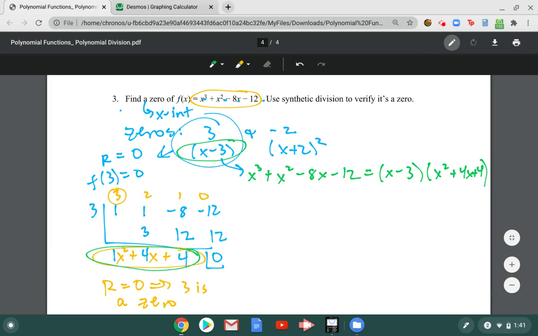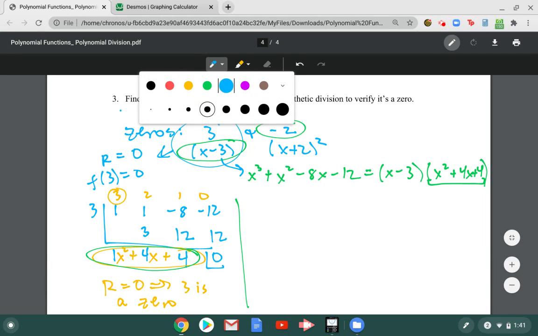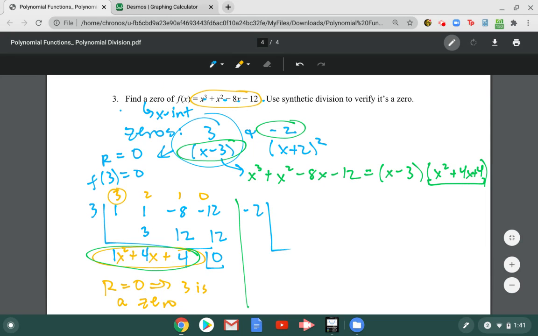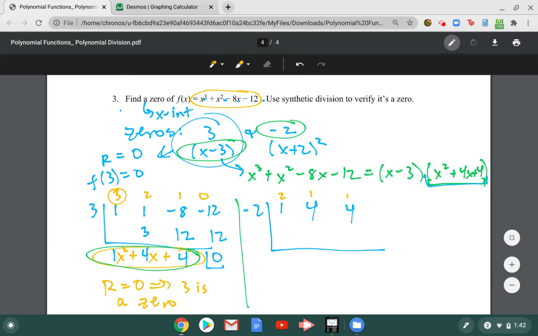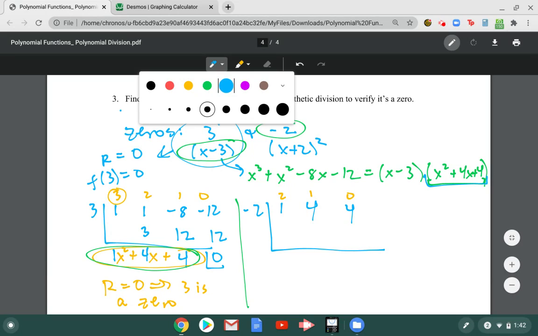So if I wanted to verify that -2 is a 0, I could do that into what I had left from the last synthetic division. So let's go ahead and do this into the last one just to get some more practice here. -2 is also a 0. Instead of dividing it into the original function, I'm going to divide it into my quotient. So I've got 1x squared, 4 x's, that's not a negative, and 4 for my constants. My degrees were 2, 1, and 0. Okay, so go through the synthetic division.